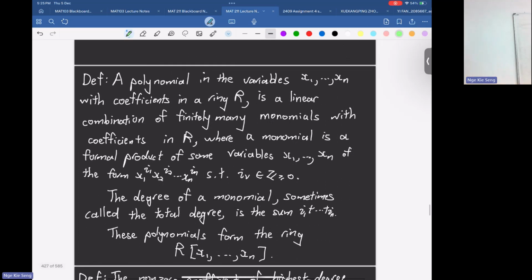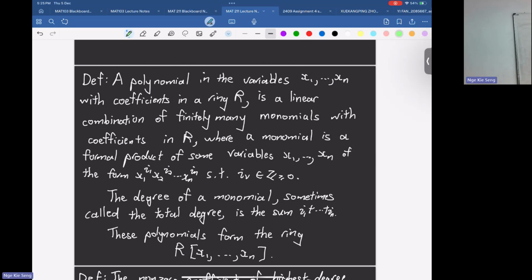Next you can consider polynomials in multiple variables, x1 up to xn here. Similarly, you can talk about the degree of such a monomial, a product of xj to the ij. So what's the degree of this monomial? It will be the total degree of the powers that the xi take. And then these polynomials form this ring, R adjoin x1 to xn.